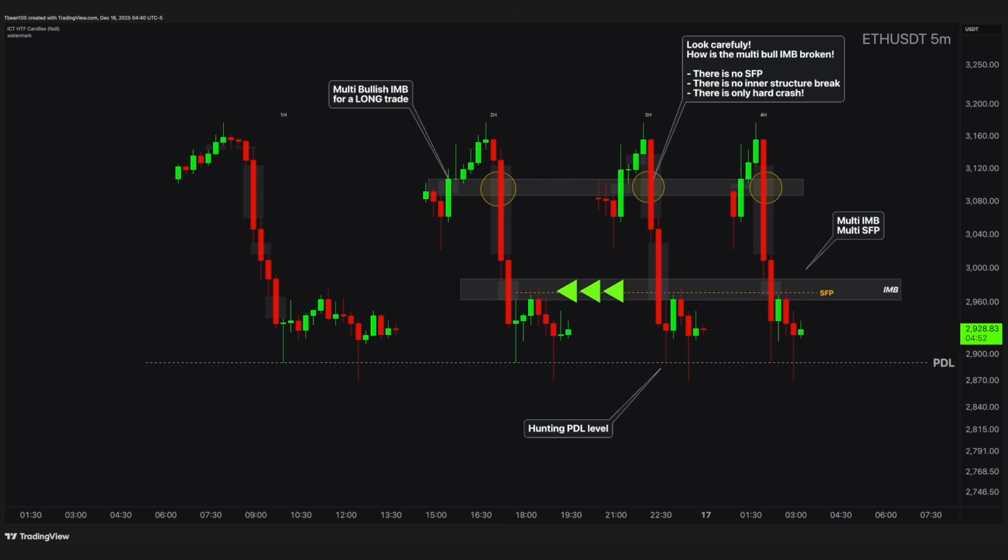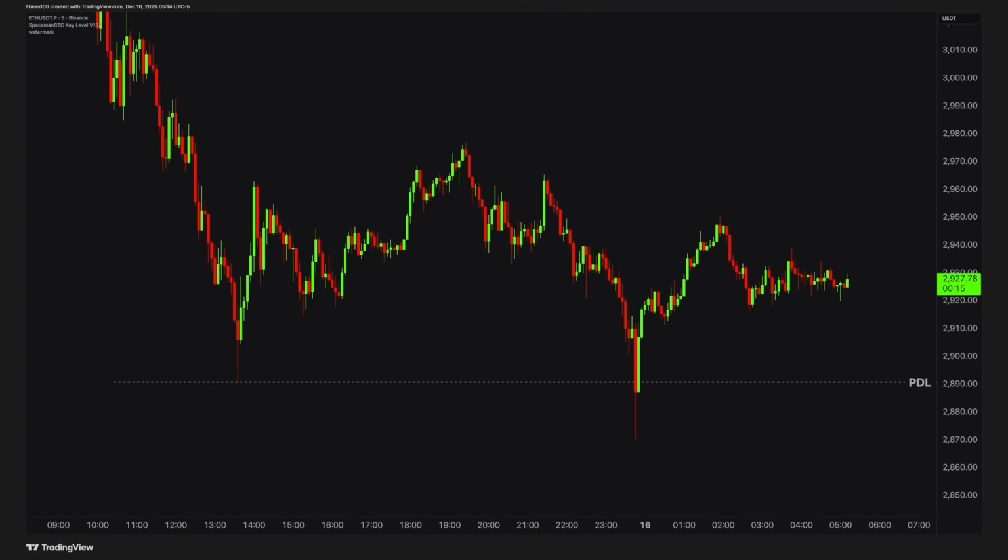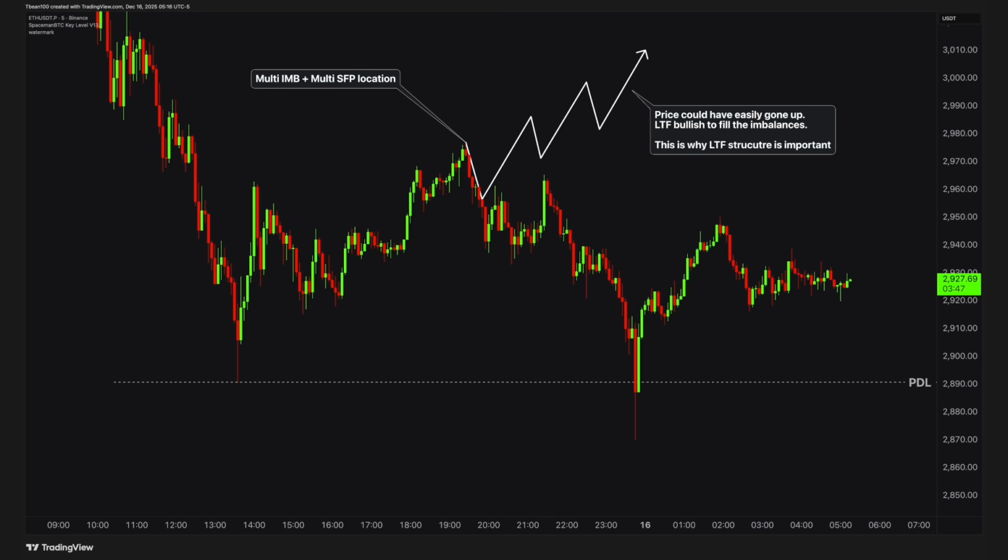Now let's drop back down to the lower time frames and take a look at our short trade idea. So, if you remember with this multi-imbalance and multi swing failure pattern area, what happens here? Let's break this down for a second. For example, price could have easily continued moving higher and kept its bullish inner structure intact. This is exactly why checking lower time frame structure is sometimes very important. But instead, what happened here is we got a clear inner structure break and price crashed down toward the PDL, the previous day's low.